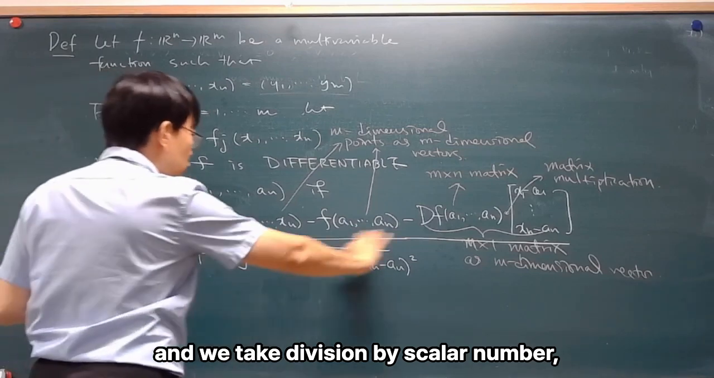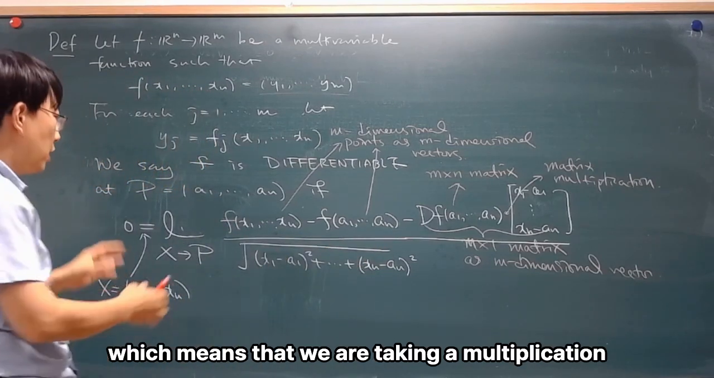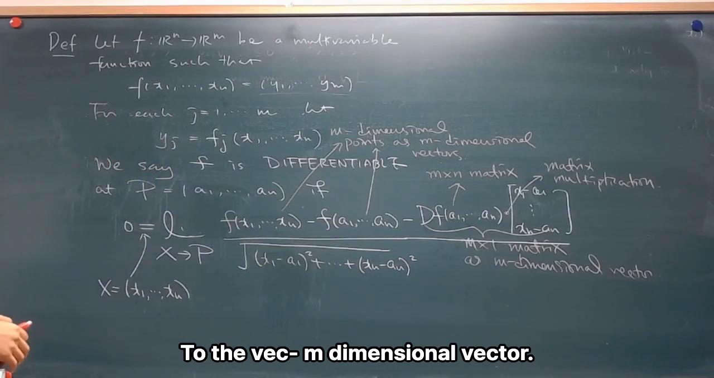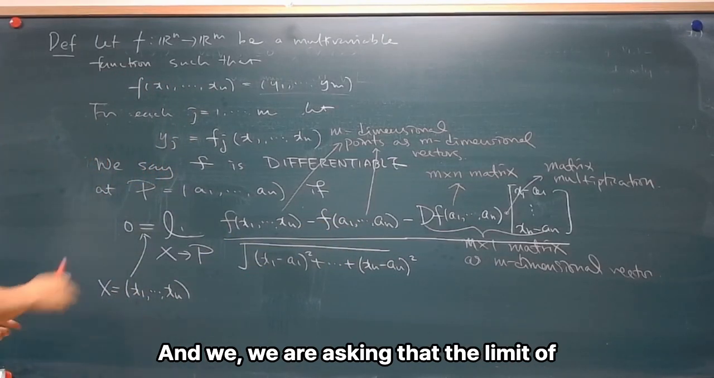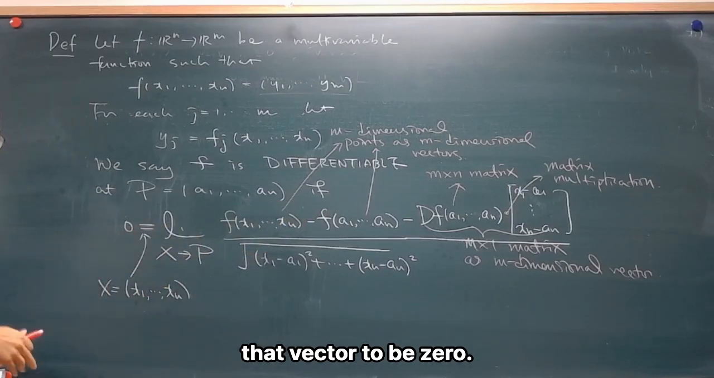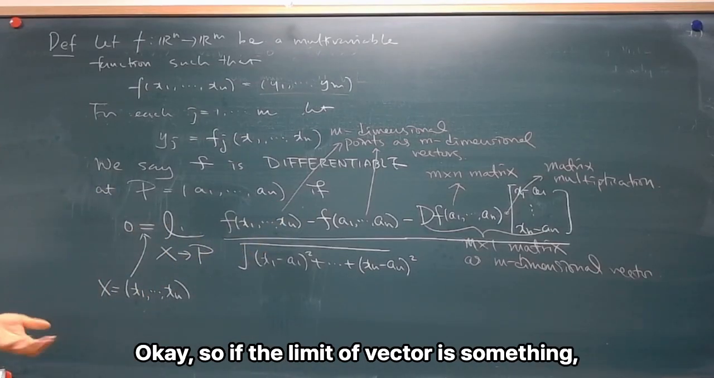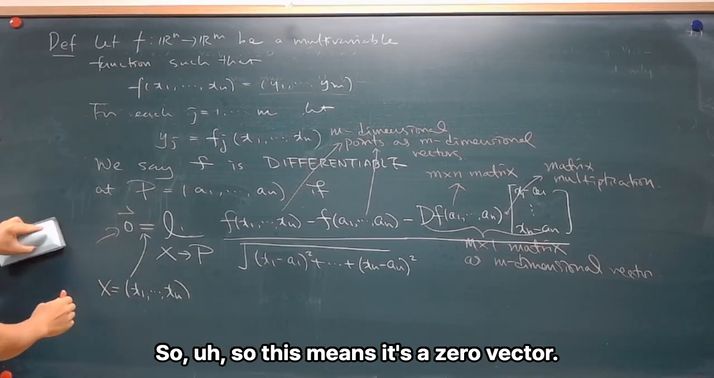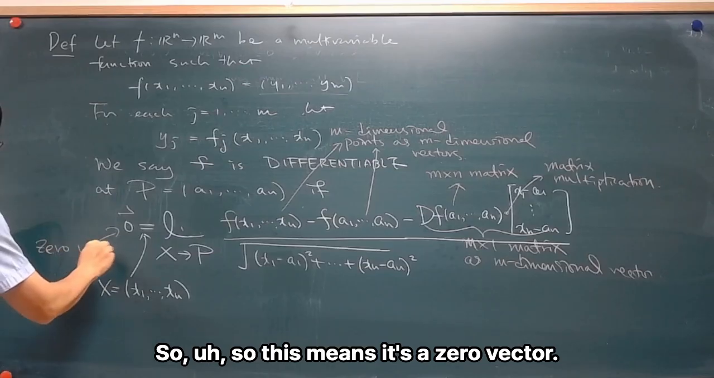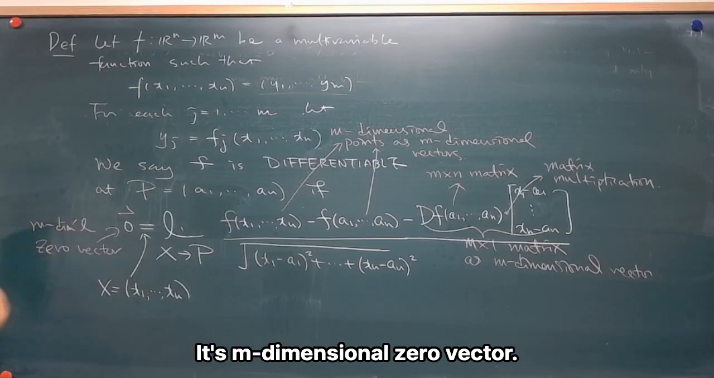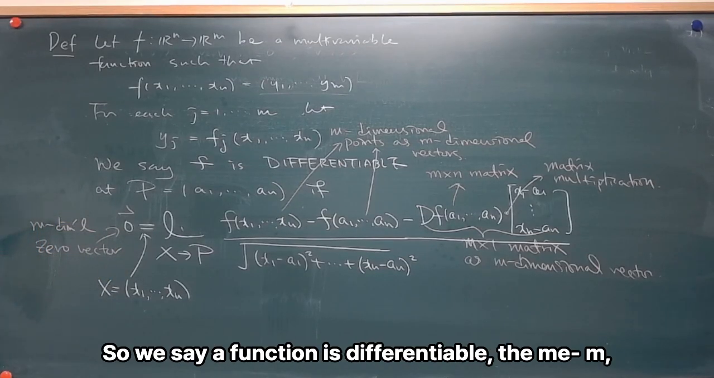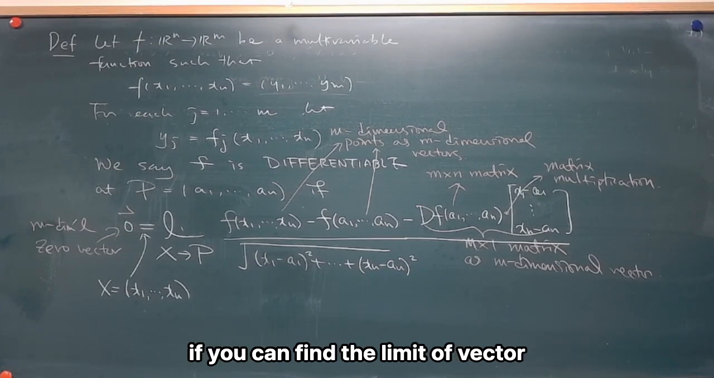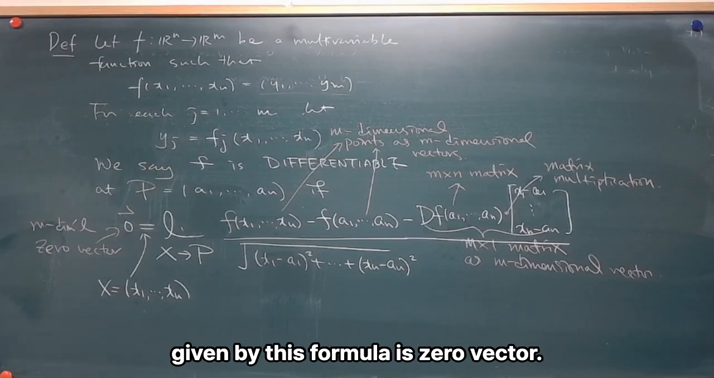And we take division by a scalar number, which means that we are multiplying the m-dimensional vector by 1 over this number, right? And we are asking that the limit of that vector be 0. If the limit of a vector is something, then that something must be the zero vector. So this means it's an m-dimensional zero vector. So we say a multivariable function is differentiable if the limit of the vector given by this formula is a zero vector.